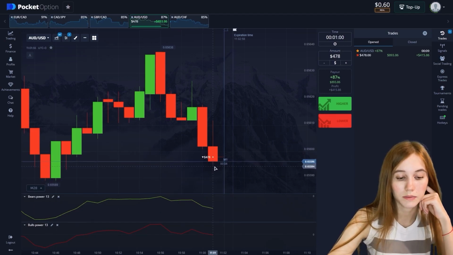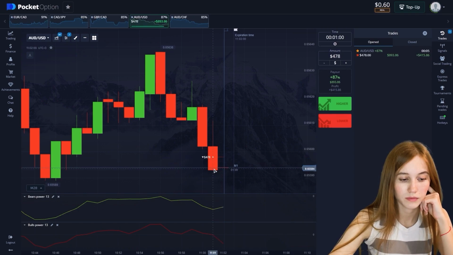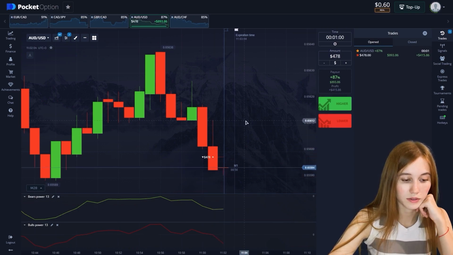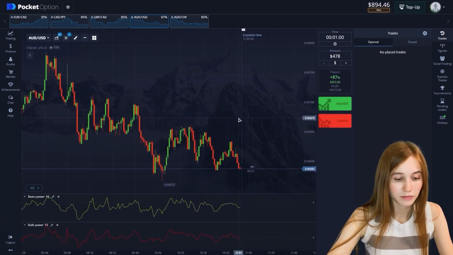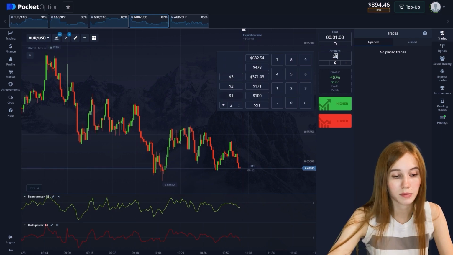Let's watch the chart. There are 17 seconds left. And 3 seconds left. Good. The deal in plus. And let's reduce our amount to $150, and then we'll move on to our last concept for today.